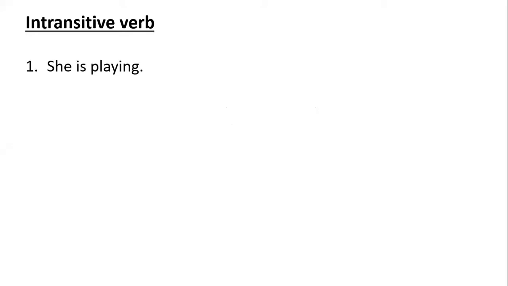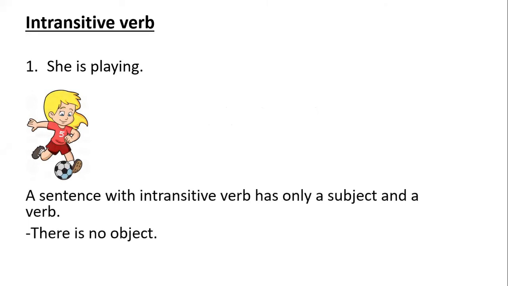Before I explain what transitive and intransitive verb is, let's look at a sentence. She is playing. This sentence has a subject, which is she, and verb, playing. So the subject is a noun. It is the person or thing who is doing the action. And the word playing is intransitive. A sentence with intransitive verb has only a subject and a verb. There is no object.